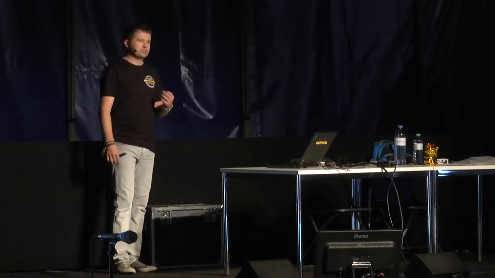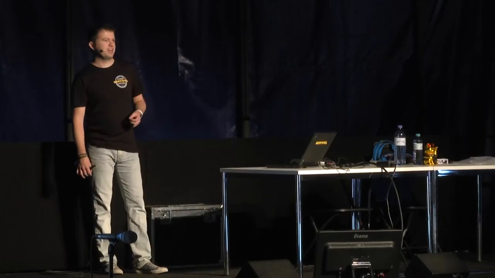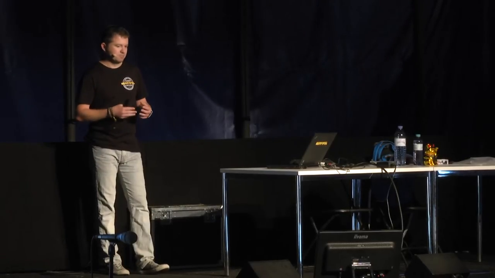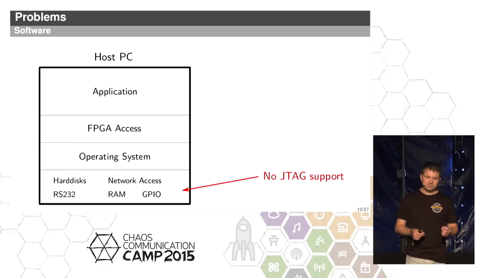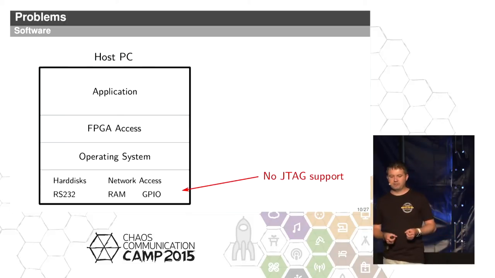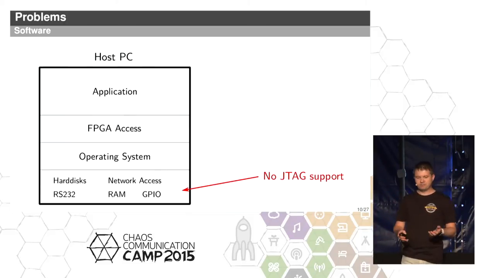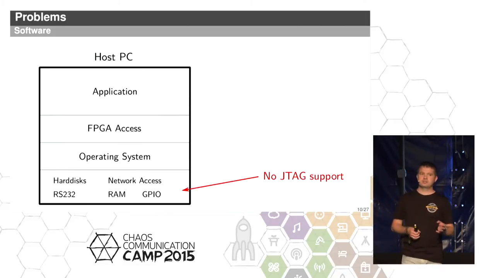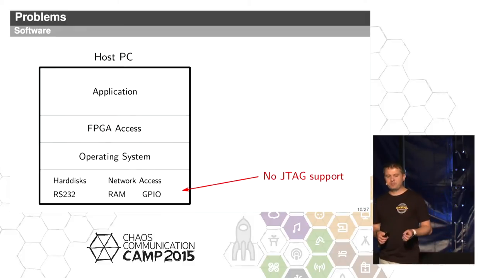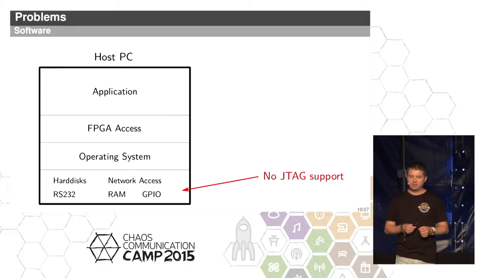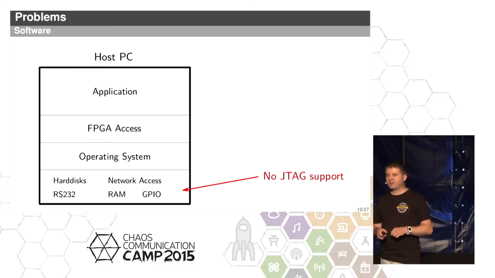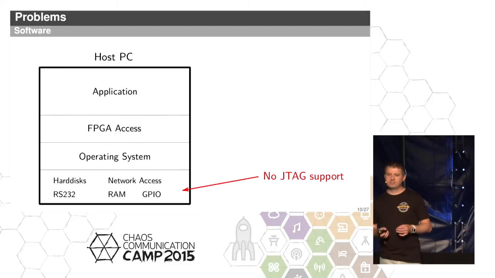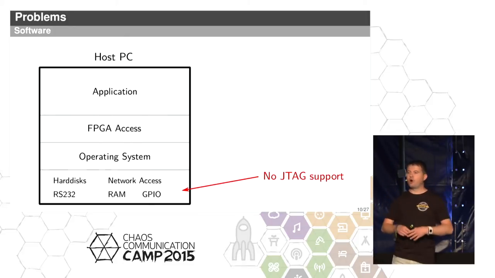As JTAG is the most common way to program or to configure an FPGA, it's very important that an operating system has support for it. At the moment, you need proprietary software from each FPGA vendor to program your FPGA. There are some open source projects available that implement some generic JTAG programmer, but they only support some special devices, not all devices available.